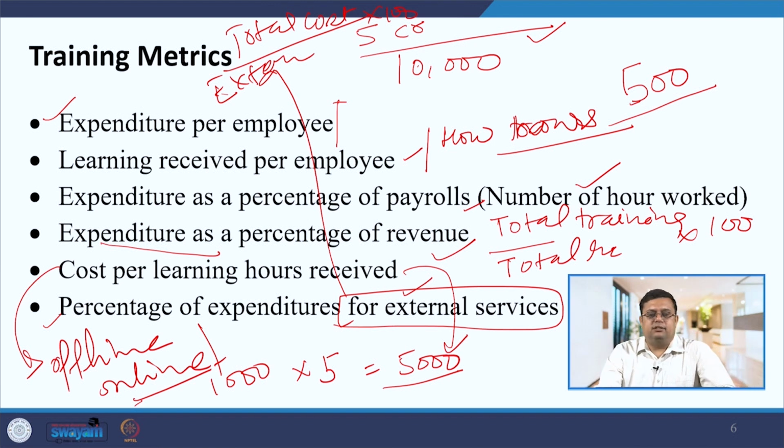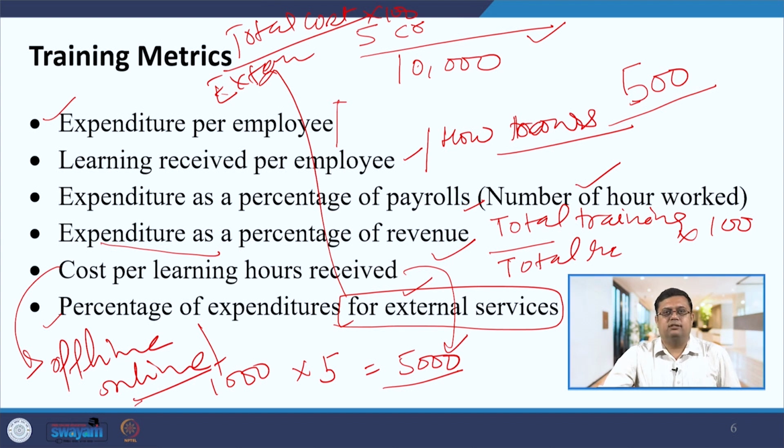So, being a manager, what could be your aim here? Your aim could be to reduce the cost of external services, right. You would like to build in-house training capacity for your organization, so that the cost of external services can be reduced. Being a manager, this could be your goal. So, if you know this particular thing, then only you will be able to do better training planning at your workplace.